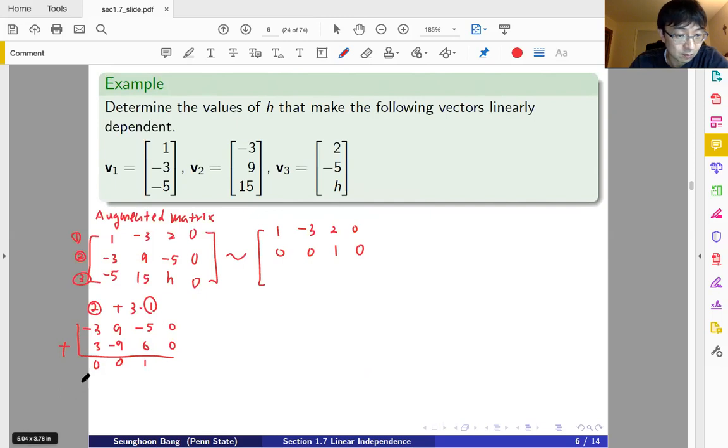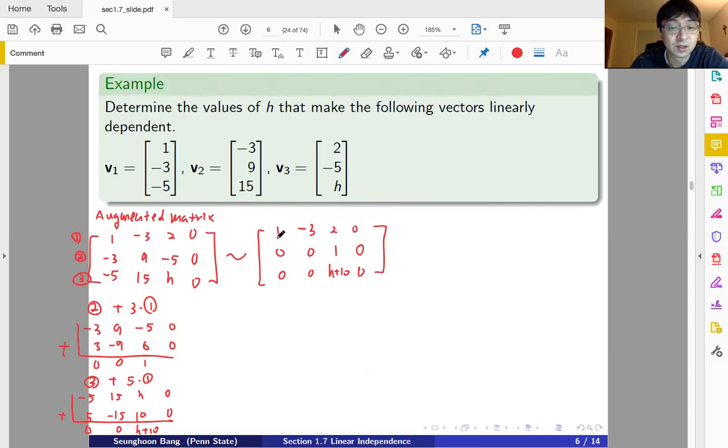The third one, how can you eliminate the -5? The third row plus 5 times first row. The third row is -5, 15, h, 0. 5 times the first row: 5 times 1 is 5, 5 times -3 is -15, 5 times 2 is 10, 5 times 0 is 0. And add it. What's that? 0, 0, h plus 10, 0.